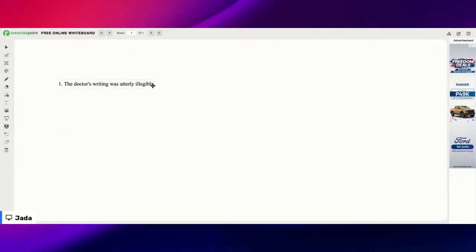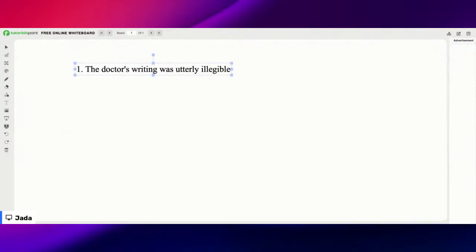Okay, if we say the doctor's writing was utterly eligible, now we have to find the context clue for eligible. It's your first time seeing the word and you do not know what eligible means. So now you have to look at the clues around. And then the clue says what? Utterly eligible. Now, eligible will mean what? Big or clear, all right? Because it's trying to tell you about the doctor's writing.